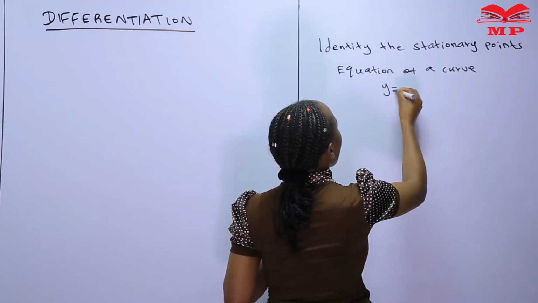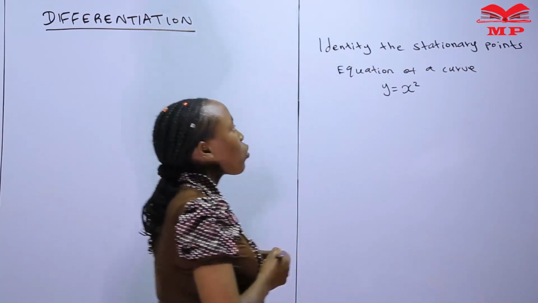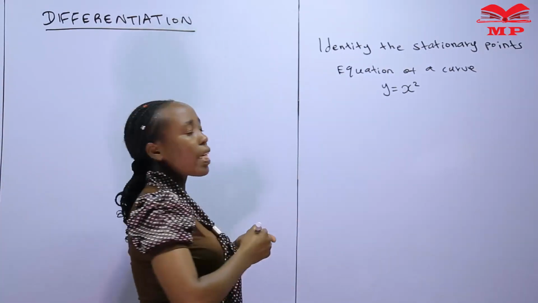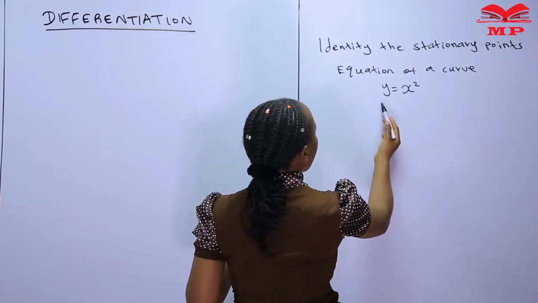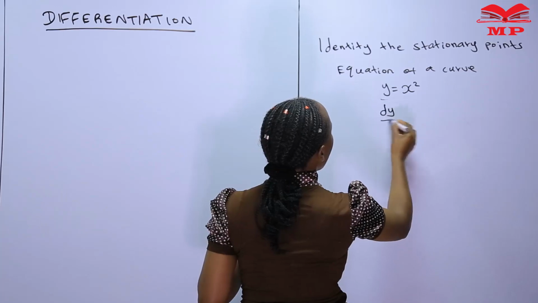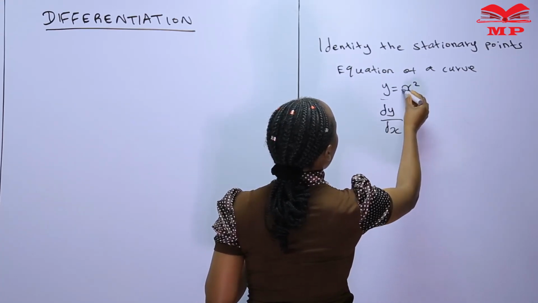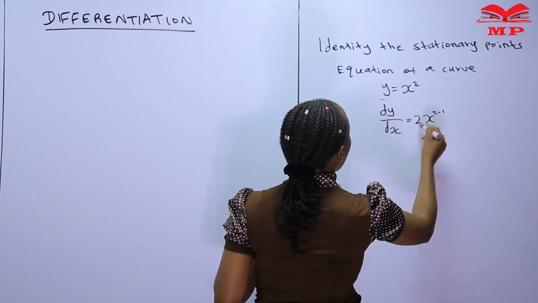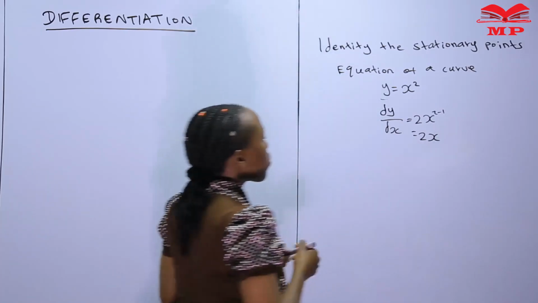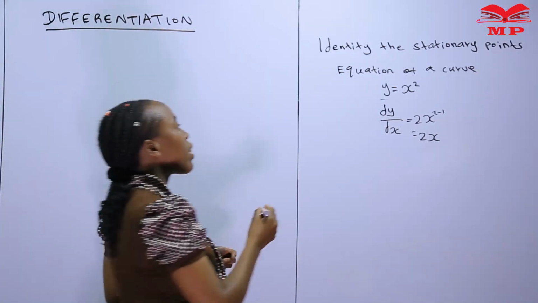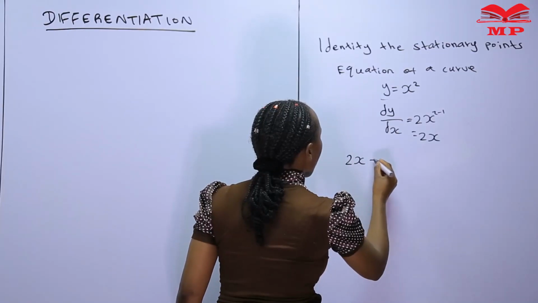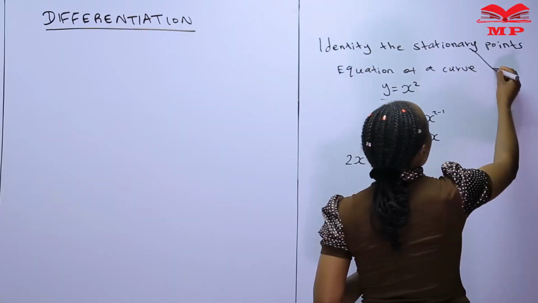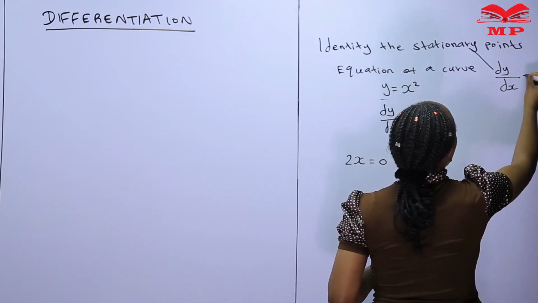for example, y is equal to x squared, and you are told to identify the stationary point. You need to know that at a stationary point the gradient is 0, and therefore you need to get the gradient for this, which is dy over dx, which will be 2 times 1, that is the coefficient of x, that is 2x to the power 2 minus 1. So we have 2x. So that is the gradient function, and therefore we equate 2x to 0 because the gradient at this stationary point, dy over dx, is 0.